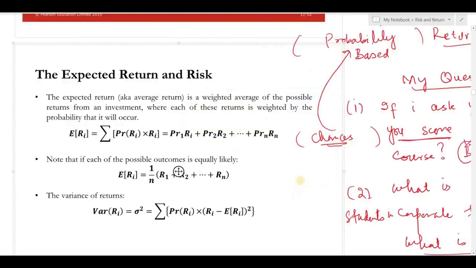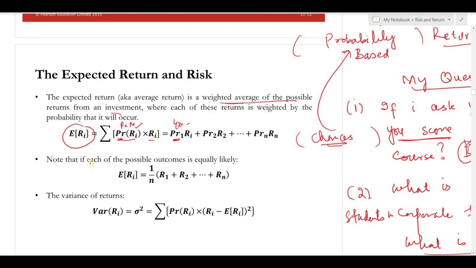If I follow that example, expected return and risk is the weighted average of the possible returns from an investment. Remember, possible outcomes, where each of these returns is weighted by the probability. So probability multiplied by R. So P multiplied by M in our previous case, probability of R multiplied by R. So P R 40%, then your return plus, so it makes 100%. Expected return is basically the product of the probability of a particular return and that particular return.